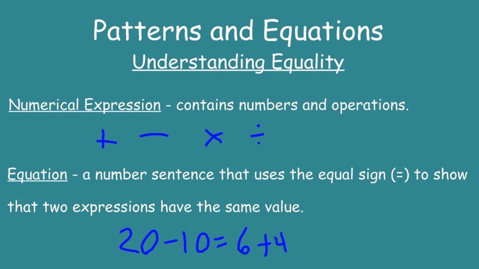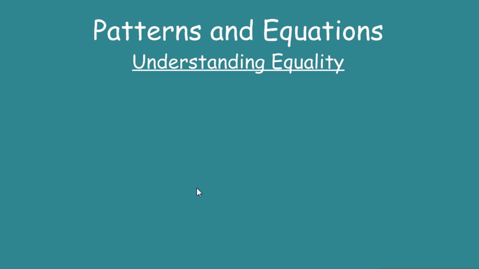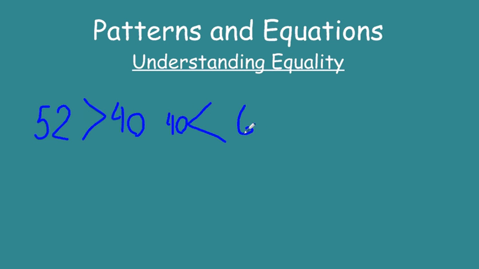Now today we're going to talk about equal signs and understand the difference between an equation and a numerical expression. You can also have numerical expressions that do not have an equal sign. So let's look at a couple of those. For instance, you have seen the greater than sign and the less than sign. You can have numerical expressions that are represented with these. So you could say 52 is greater than 40, or you might say 40 is less than 60.